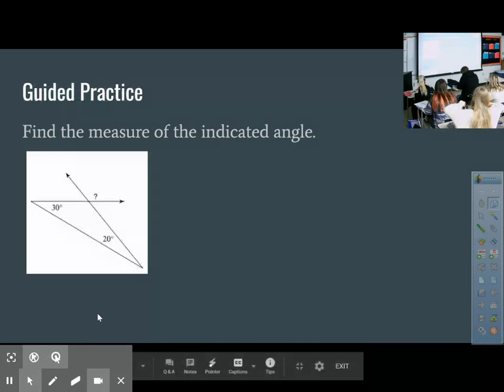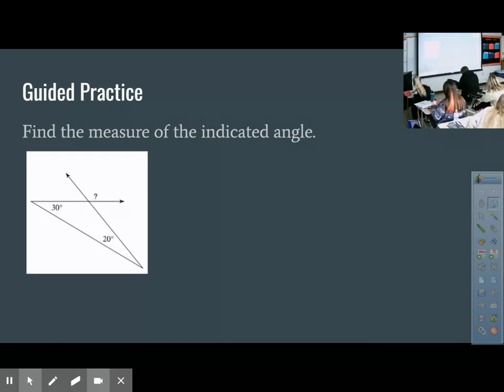Okay. All right, so you're going to do this one here with your partner. So if you would turn, Abby, can I get you to move right here and Brett be partners? You're going to find the measure of the indicated angle. You're going to do this one with your partner, and then you have another one to do with your partner.